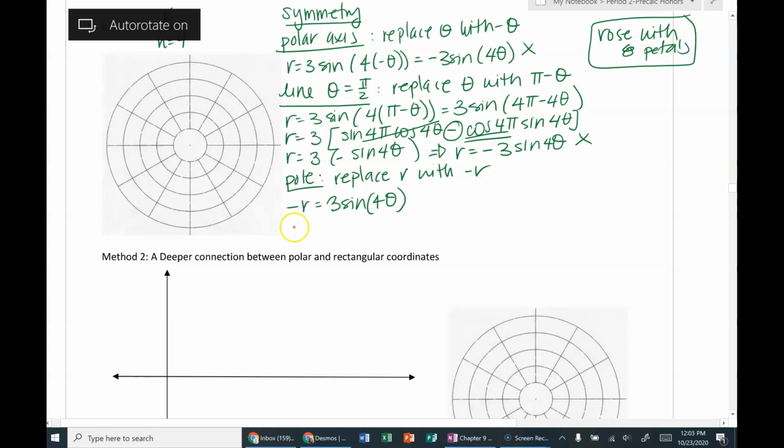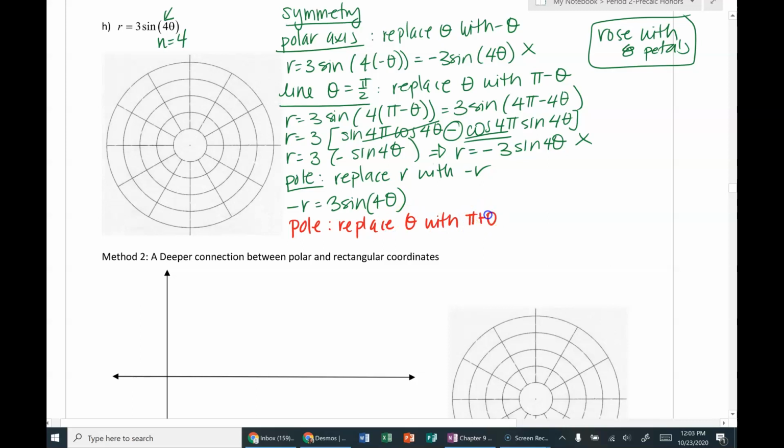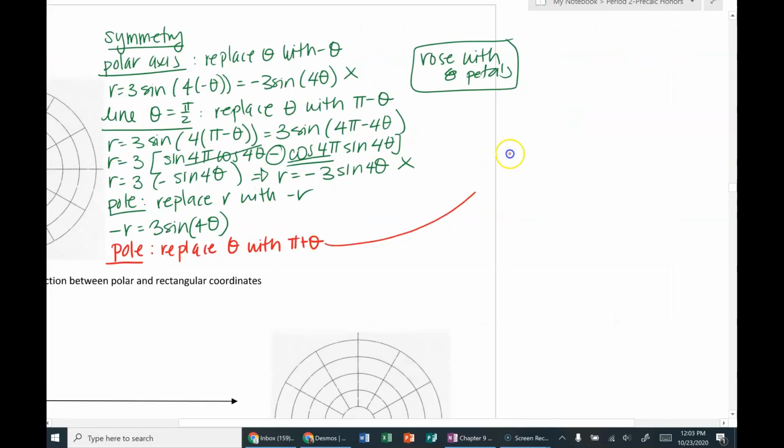Okay, so do the pole again, but this time replace theta with pi plus theta. Okay, all right, let's check it out. I'm out of room right there, so I'm going to go all the way over here. So r equals 3 times sine of 4 pi plus 4 theta.